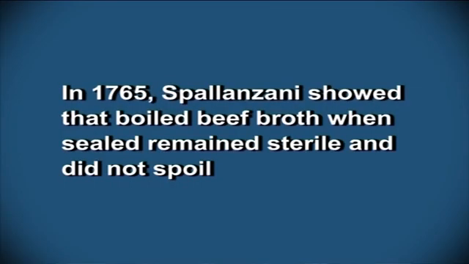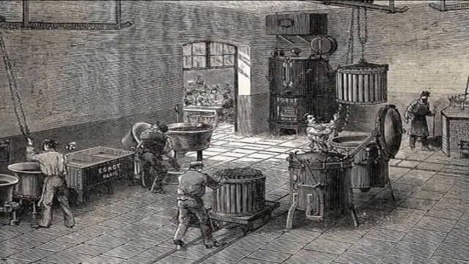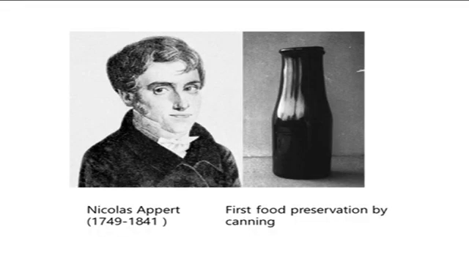In 1765, Spallanzani showed that boiled beef broth, when sealed, remained sterile and did not spoil. Spallanzani performed this experiment to disprove the doctrine of the spontaneous generation of life. However, his work was criticized because critics believed oxygen was excluded, and oxygen, which they thought was vital to spontaneous generation. During the same period, in 1795, a French confectioner named Nicolas Appert was granted a patent for meat preservation when it was placed in glass bottles and boiled. This was the beginning of food preservation by canning. Today, this process is known as appertization.